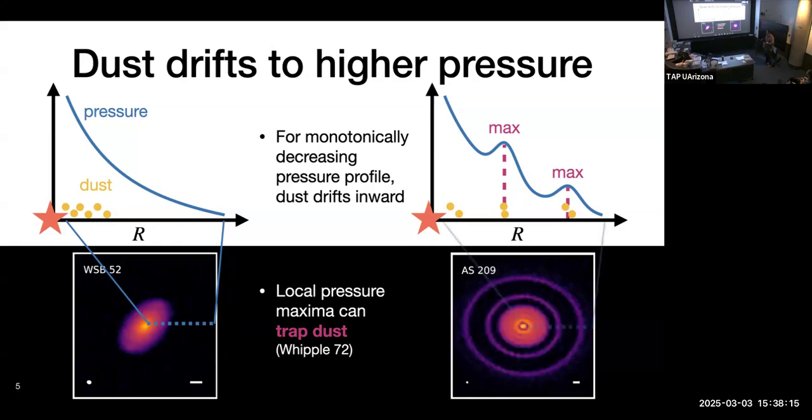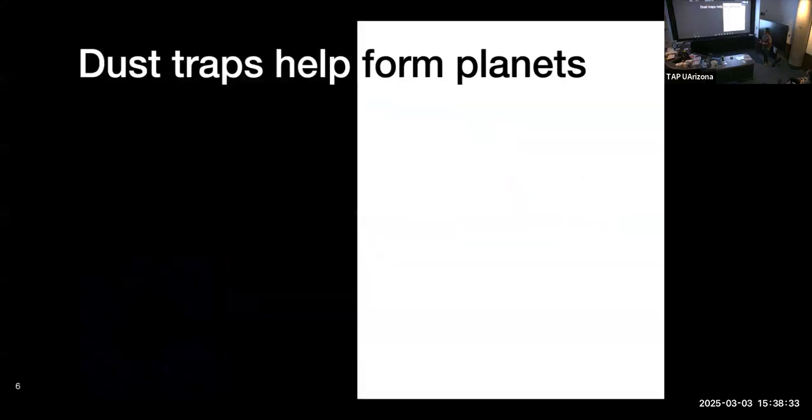So if you look at this kind of disk where it has two rings, then this is the explanation. Okay, the dust drifted inward, but also toward the local pressure maxima. Okay, so that's how these rings are explained, but who cares? Well, it looks like, right, we think these dust traps play an important role in planet formation.